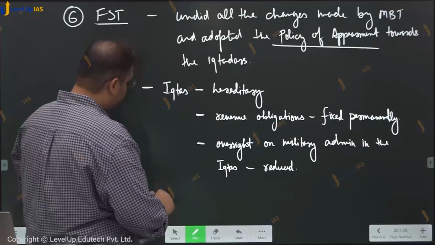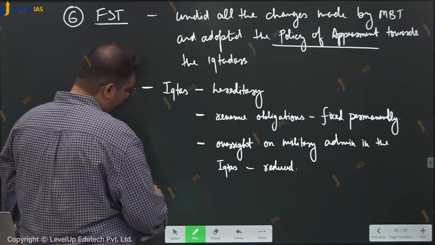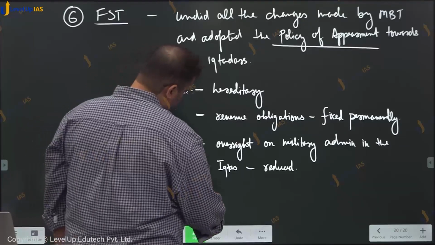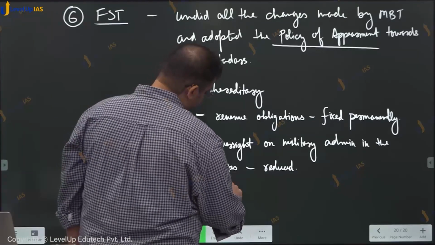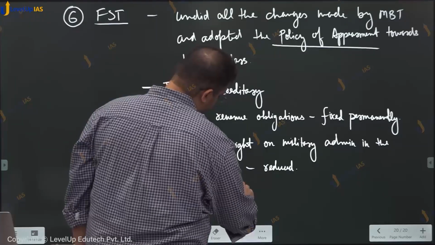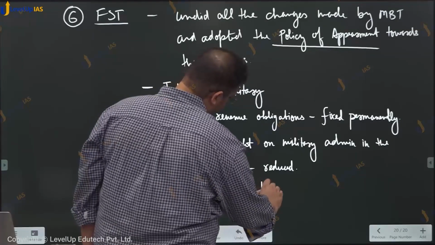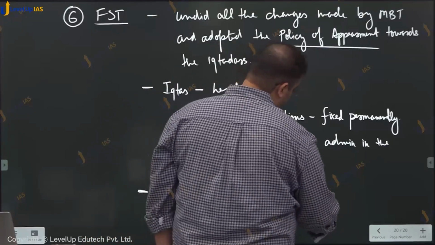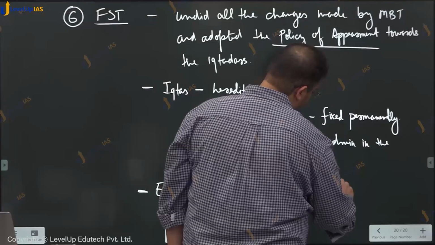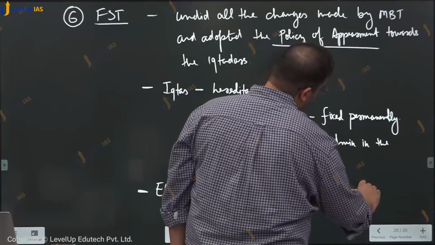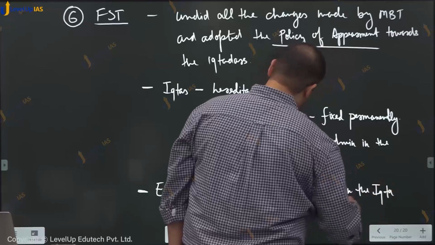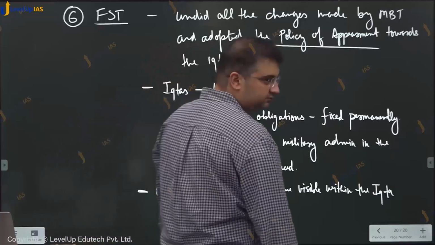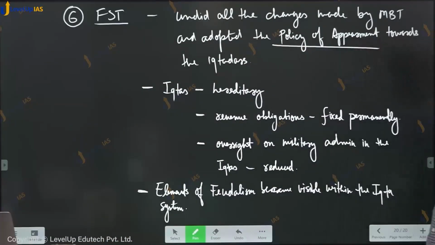Okay? And with this, what do we see? The elements of feudalism became visible within the Iqta system. ठीक है.